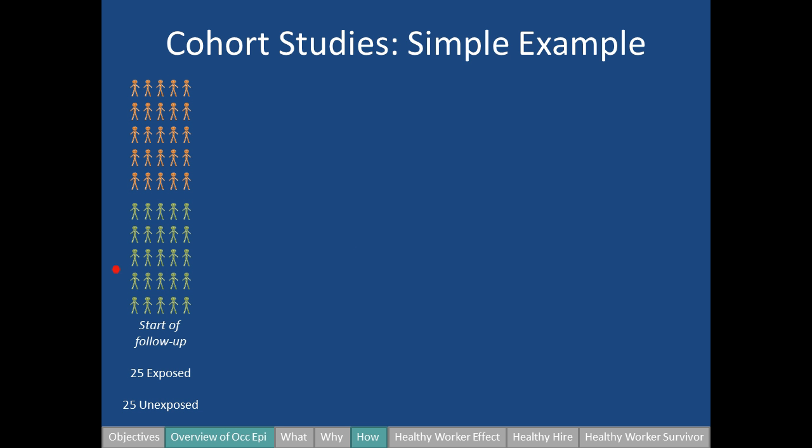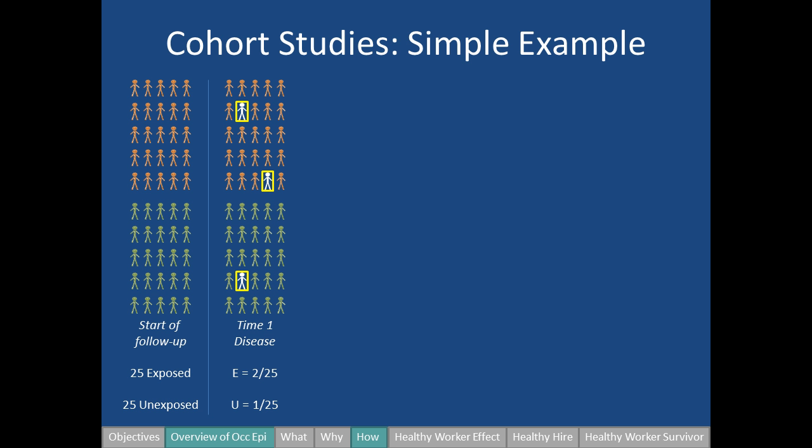So here is our study. We have 50 workers that are enrolled. We do the assessment for the exposure, and we have 25 that are exposed and 25 that are unexposed. So our exposed are these orange individuals, and the unexposed are the green. So here's the start of follow-up.